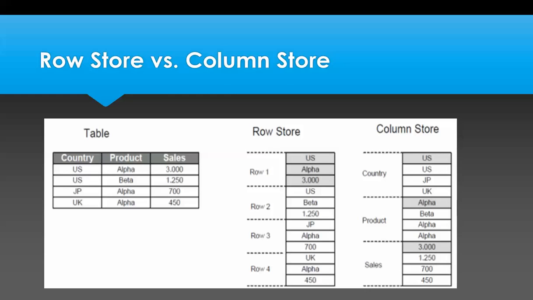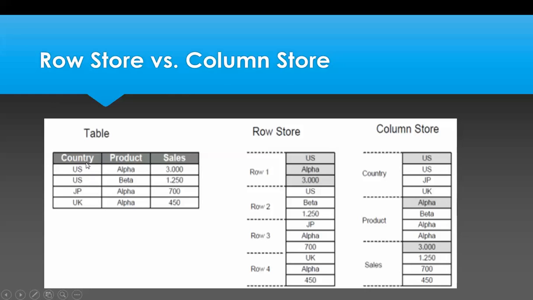In the row storage, it stores the table records in a sequence of rows. So the first row will be stored, then the next row, and then the next. So the whole row is stored in contiguous memory locations. That's the way the row storage works. In case of column store, it stores the table records in a sequence of columns. That means the entries of a column are stored in contiguous memory locations.